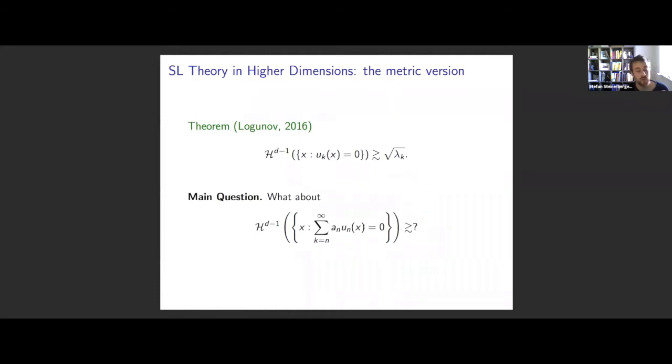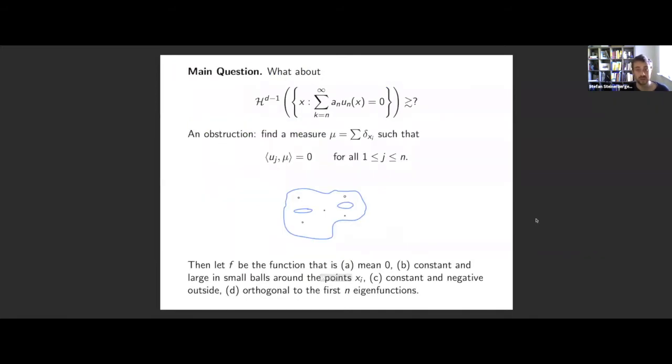So the straightforward generalization of Sturm's oscillation theorem would be: if you add higher frequency objects, then the zero set cannot substantially decrease. It cannot be much smaller than that of the nth eigenfunction. And this is false. Okay, so it turns out no such estimate is possible. And I'll give you the construction.